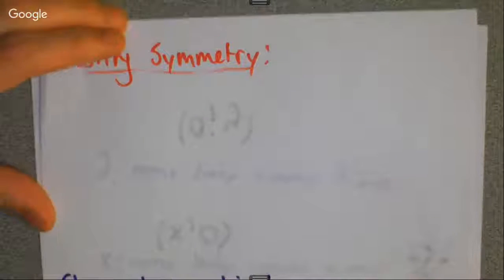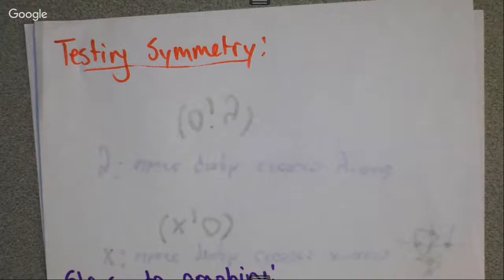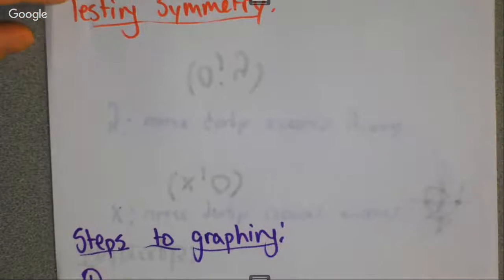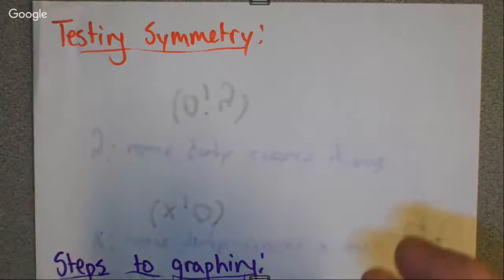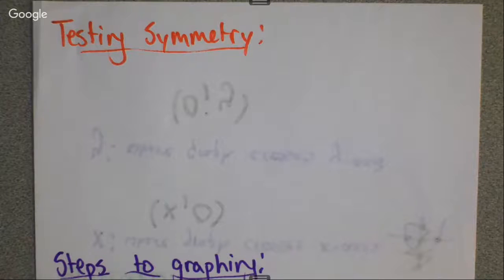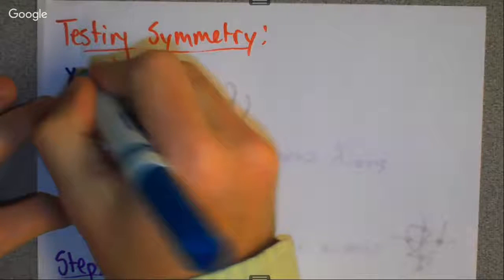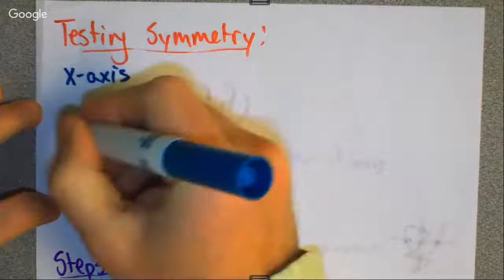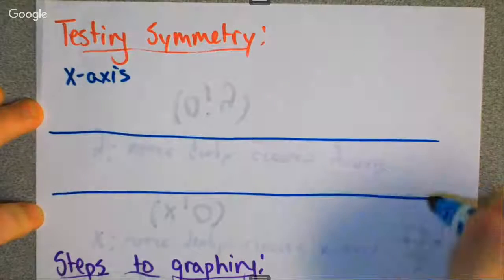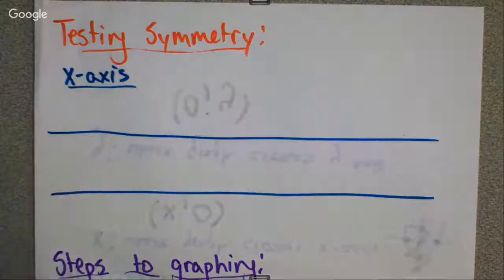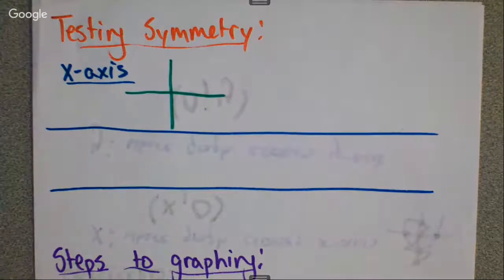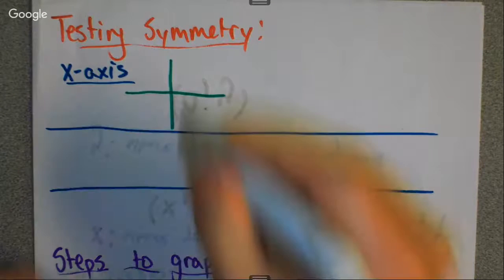Okay, testing for symmetry. Now this gets a little bit tricky because we have 3 different types of symmetry, and your graph could have none of them, some of them, or all of them. The first thing we want to look at is x-axis symmetry. Let's flip this up here. So x-axis symmetry obviously is symmetry about the x-axis. So if I have a graph here, let's say it looks like this.